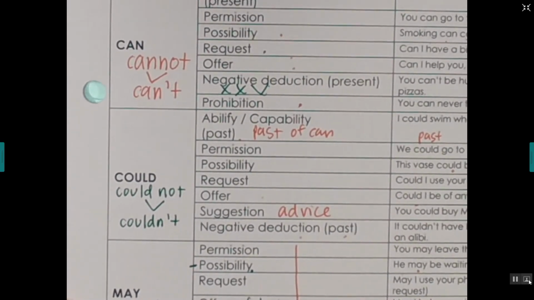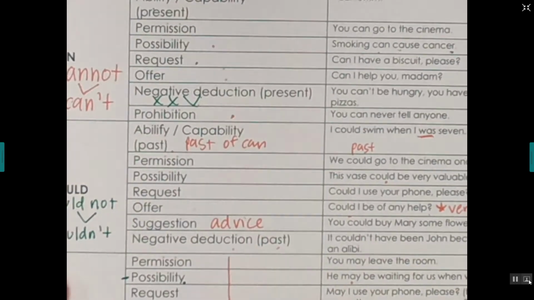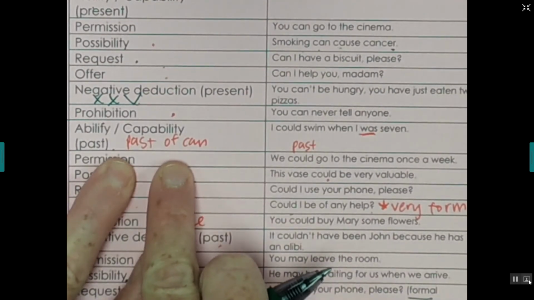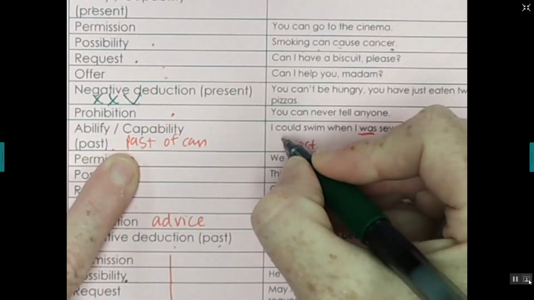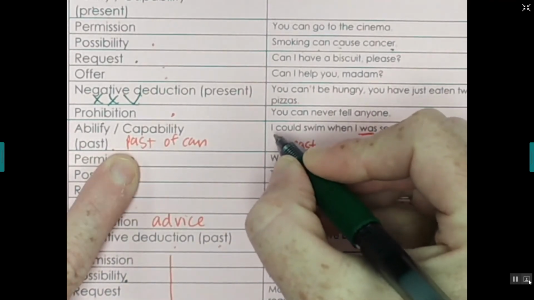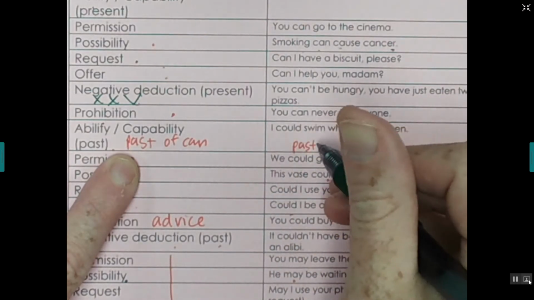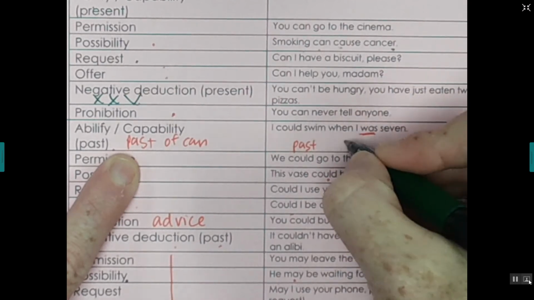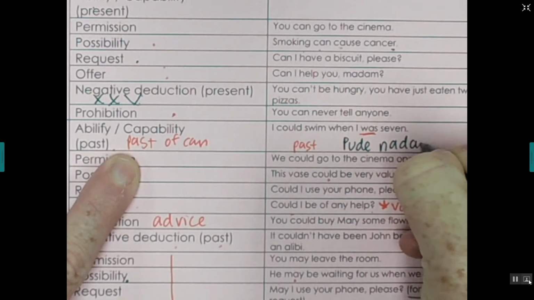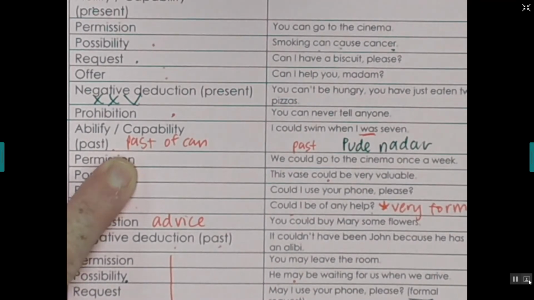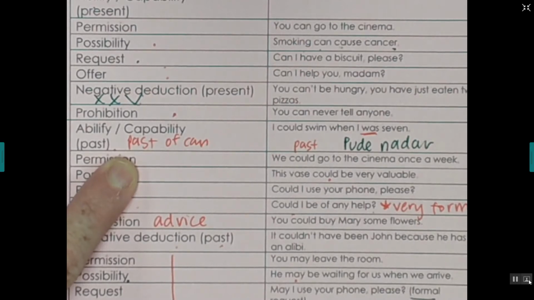Okay? So, first of all, most of the time when we use could, it's the past of can. Okay? So, today I can swim. Yesterday or last week I could swim when I was 7. Okay? So, it's in the past. So, I could swim when I was 7. So, it's something that happened in the past.